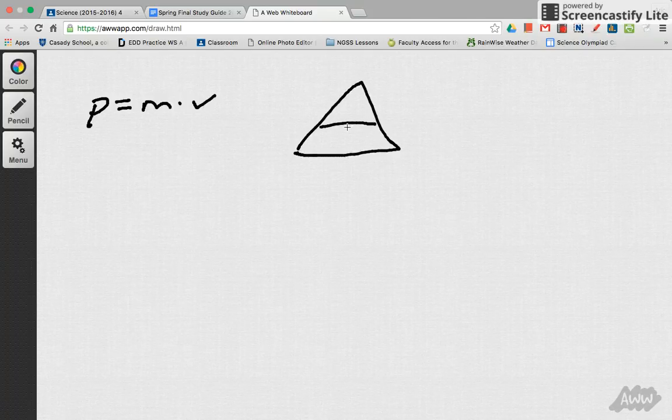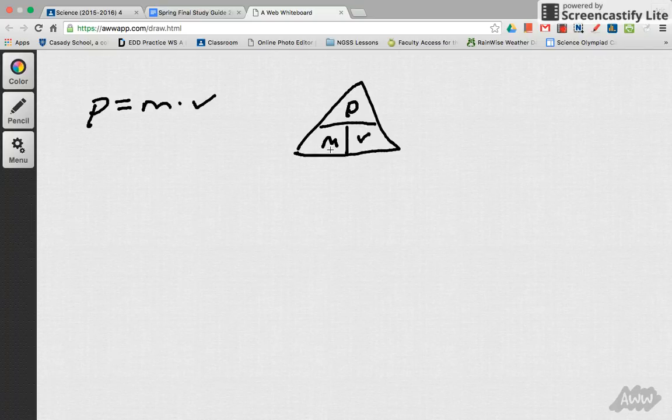Momentum, we abbreviate with a P. P equals m times v, which means momentum equals mass times velocity. So we can make a triangle for this one as well. We have our mass and our velocity, which have to be multiplied, which leaves us our momentum on top.